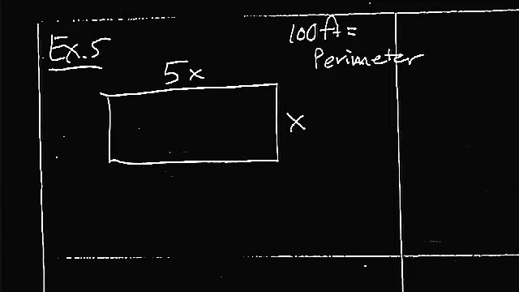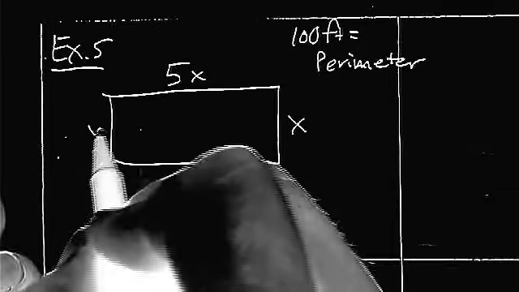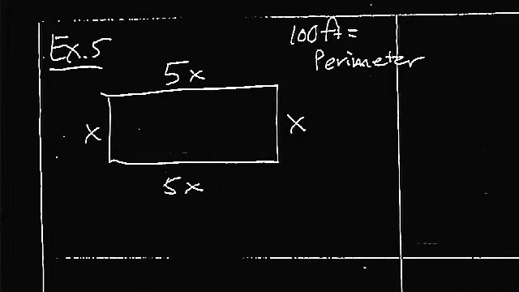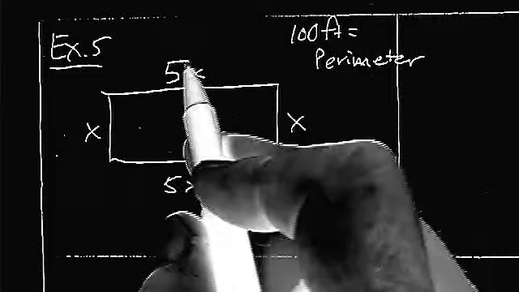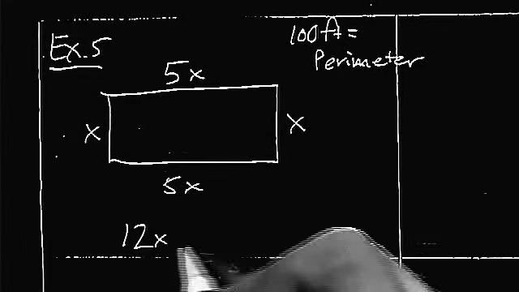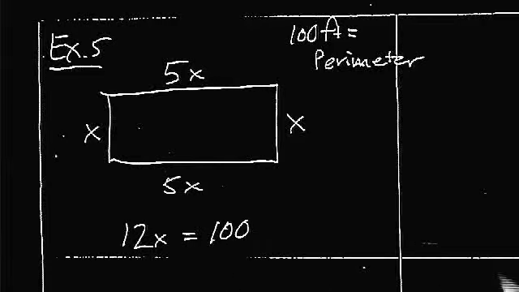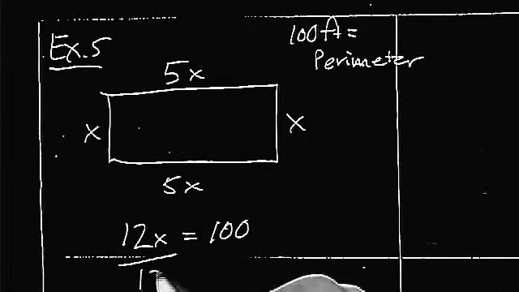So this side is the same as this side, and this side is the same as that side. Try to resist the urge of telling me that there are 4 x's, because my question is going to be, how many x's are there? Well, 5, 1, 5, and 1 make 12 x's. And we know that that's equal to 100 feet.